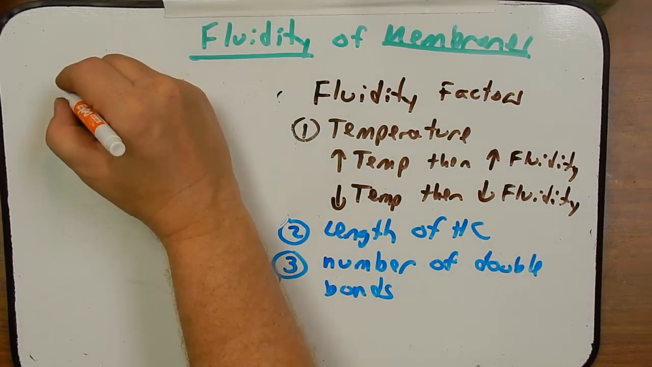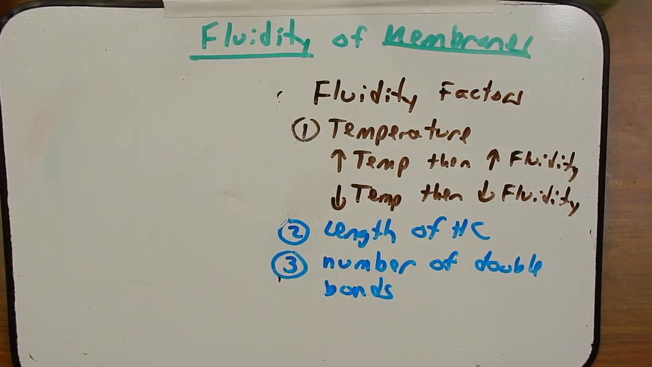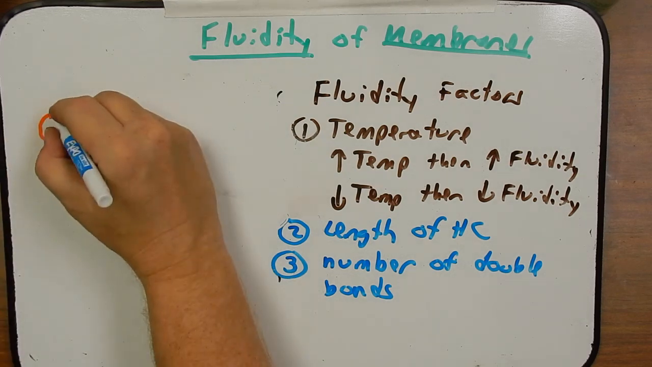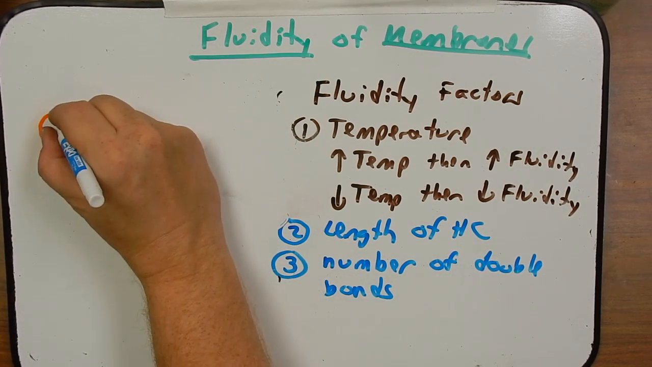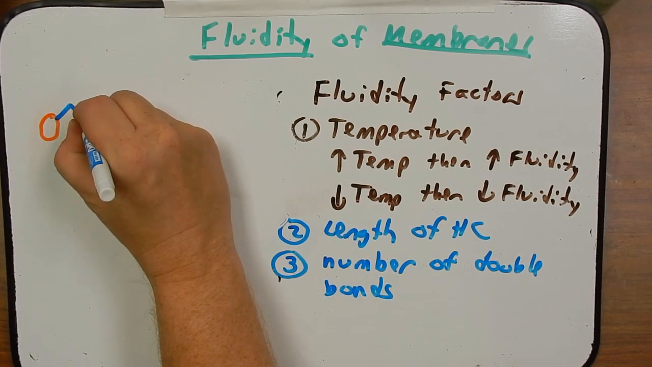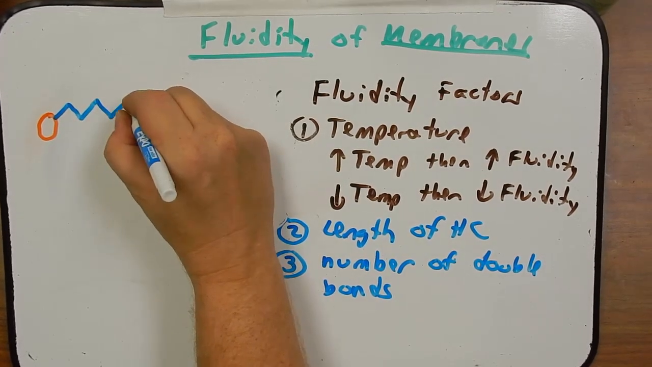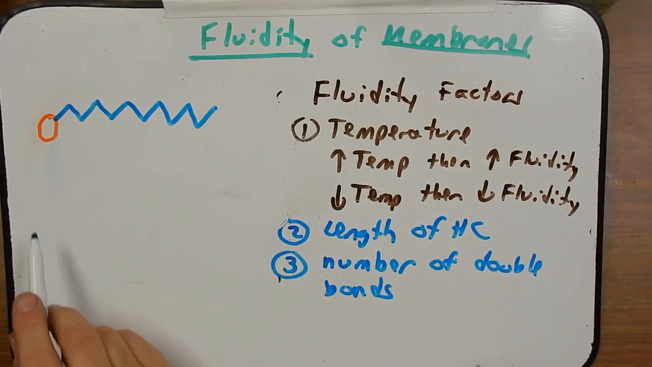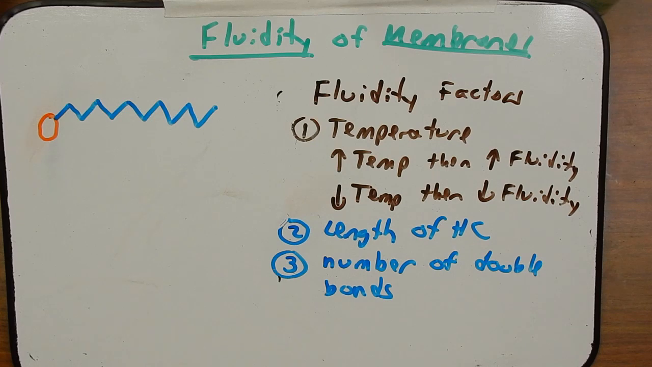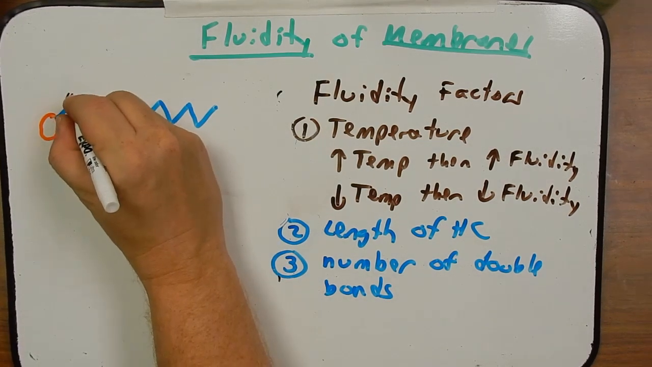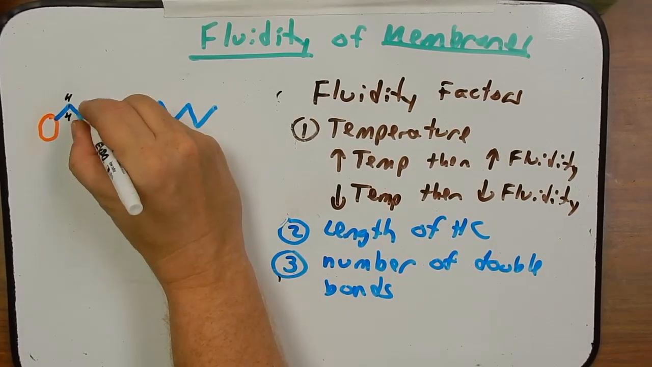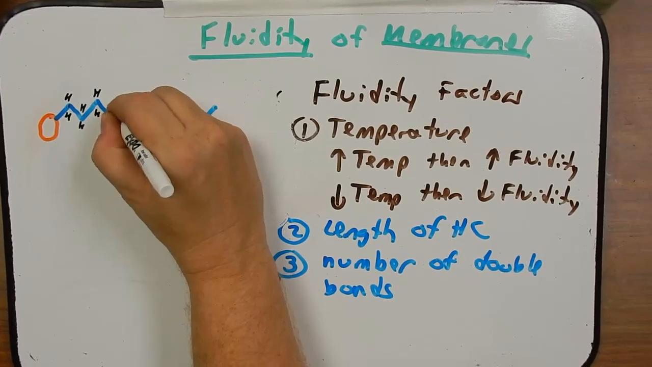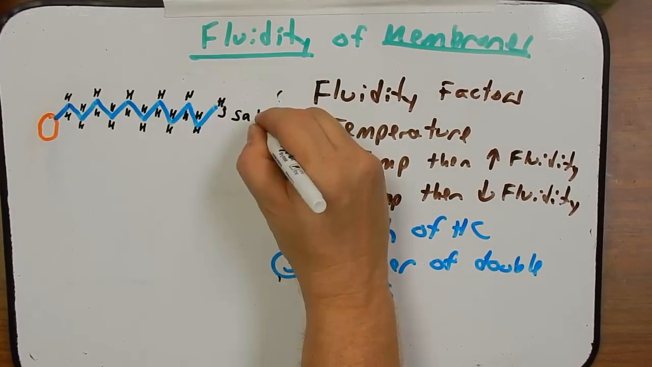Let's now move on to how the number of double bonds can cause a change in fluidity. Let's first remind ourselves of the difference between saturated versus unsaturated fatty acids. And what we might typically see in a cell are these two hydrocarbon chains. One that is, and I'm going to draw the first one as saturated, like that. Saturated means that every one of these carbons has two hydrogens on them. They're saturated with hydrogens.